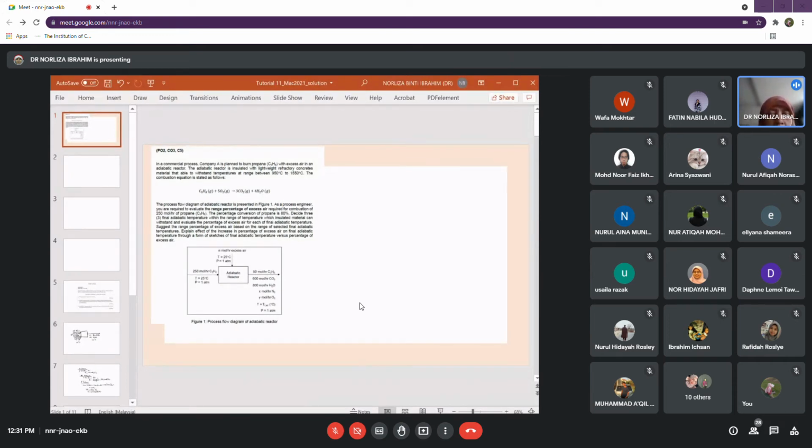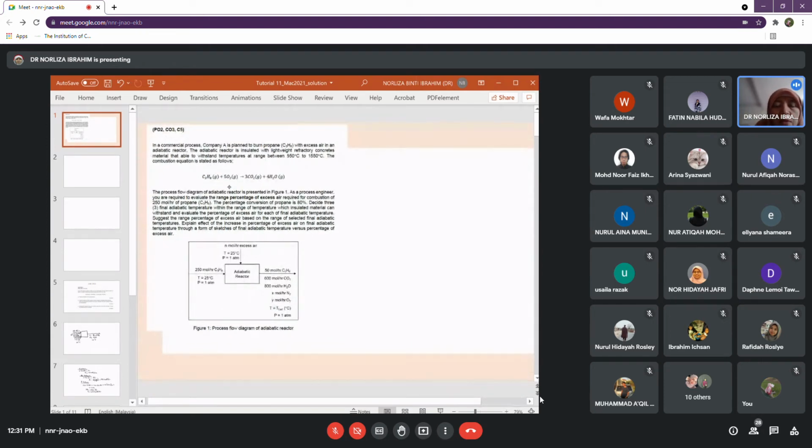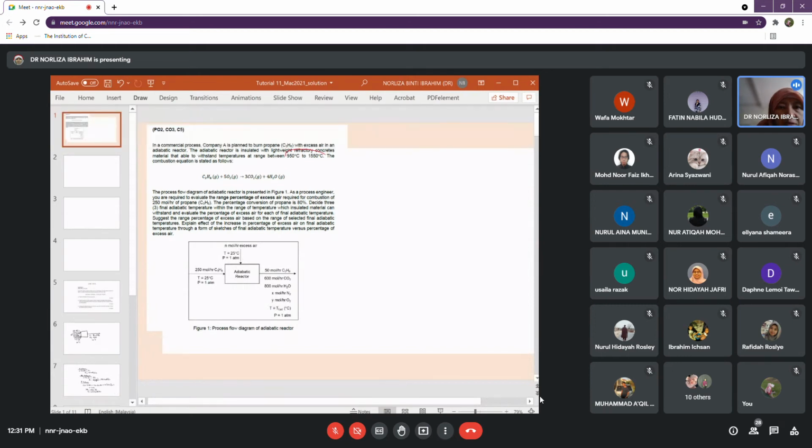Okay. With regards to this one, this is not actually on the adiabatic reactor. Because this one you have to assume the temperature. The one we discussed during our lecture is to calculate the temperature, but this one the temperature is not given, there is a range of temperature. So the temperature range is 950 to 1550.